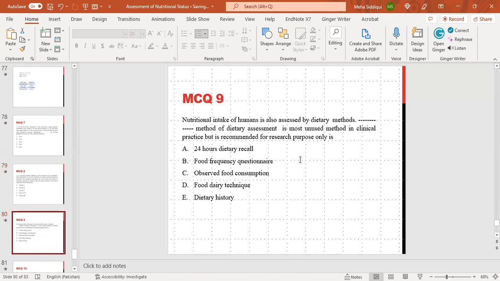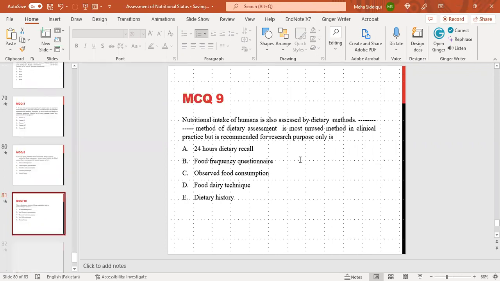MCQ number 9. Nutritional intake of humans is also assessed by dietary methods. Dash method of dietary assessment is the most unused method in clinical practice but is recommended for research purposes only: 24-hour dietary recall, food frequency questionnaire, observed food consumption, food diary technique, and E, dietary history. Delta? No, B? Sorry, C, observed food consumption, because it is not practically used, it is just recommended for research purposes.